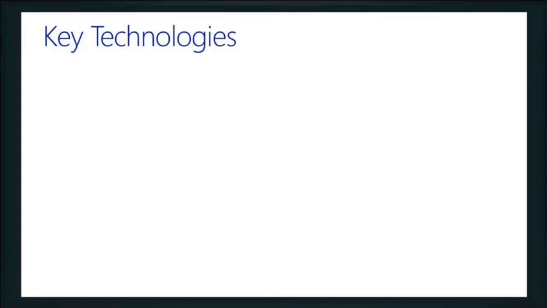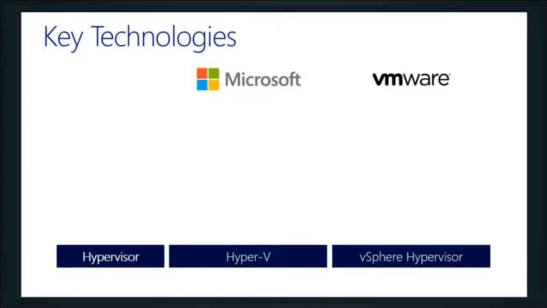So let's just set the table here. Key technologies. It all starts with our hypervisor, Hyper-V versus the vSphere hypervisor. That's where we begin, and that's where you'll see some of the intro demos that Tommy's going to do in a minute. But that's the beginning of it all. That's our basics of technology. That's where we start all the virtualization stuff that we have.